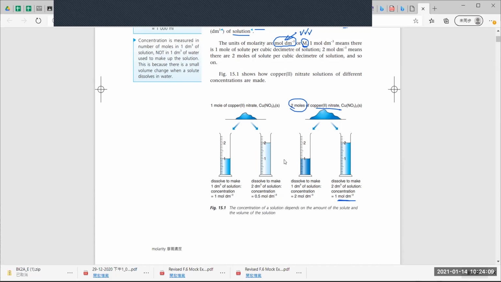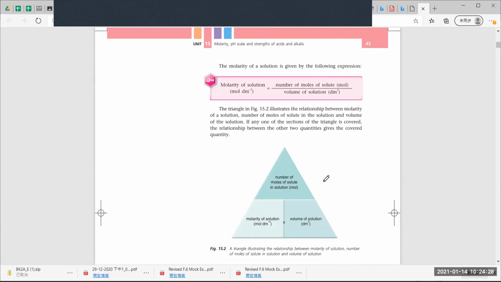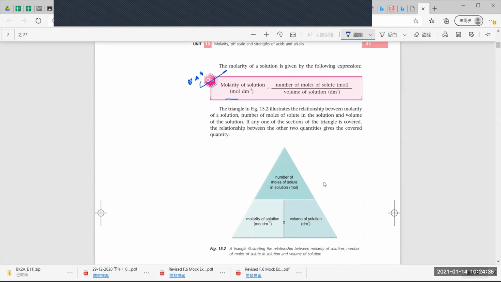So this is what you may know. For example, if 1 mole of copper(II) nitrate is dissolved into 2 dm cube, we'll call it 0.5 molar, or 0.5 mole per dm cube. It's a very simple calculation. This is the third equation that you need to get to know. The molarity of a solution equals the number of moles of solute over the volume of solution.